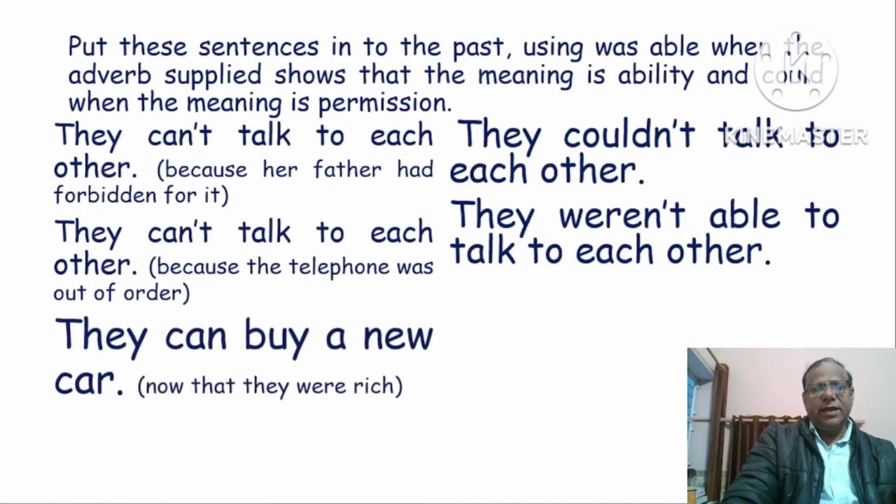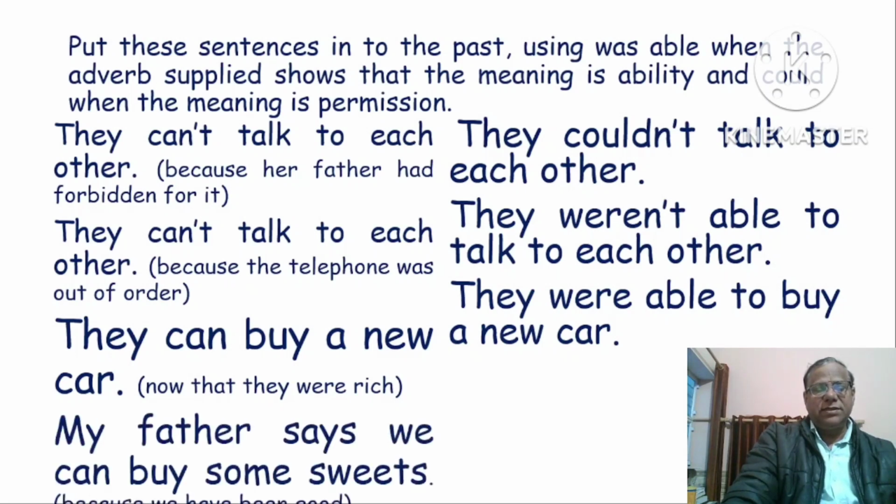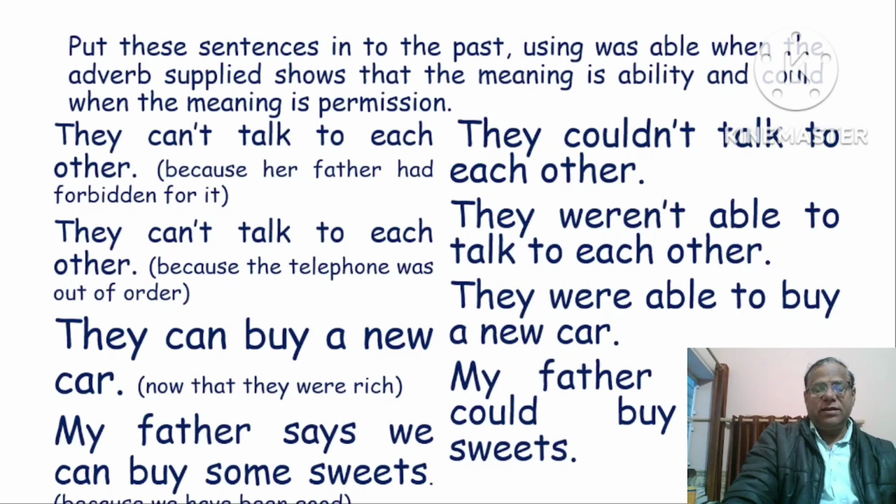Next is they can buy a new car now that they were rich. So it is showing the ability. They were able to buy a new car. Next, my father says we can buy some sweets because we have been good. So my father said we could buy some sweets.